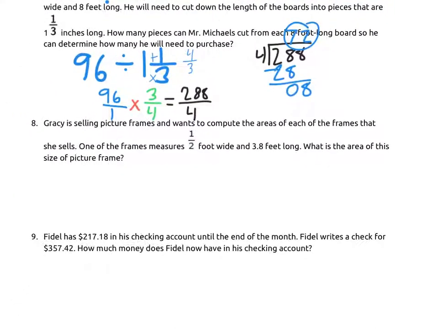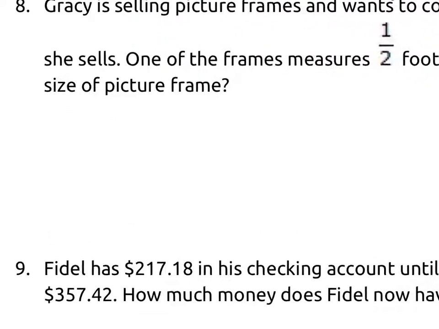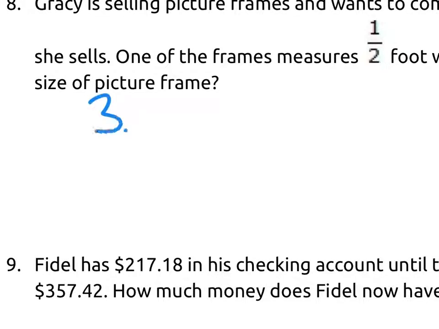Number 8. Gracie is selling picture frames and wants to compute the areas of each of the frames that she sells. One of the frames measures 1/2 foot wide and 3.8 feet long. What is the area of this size picture frame? So to find area, we're just going to do length times width. So we're really just multiplying these two numbers. So 1/2 times 3.8. I really think the easiest way to do this is just going to be 3.8 times 0.5. And just multiply that out.